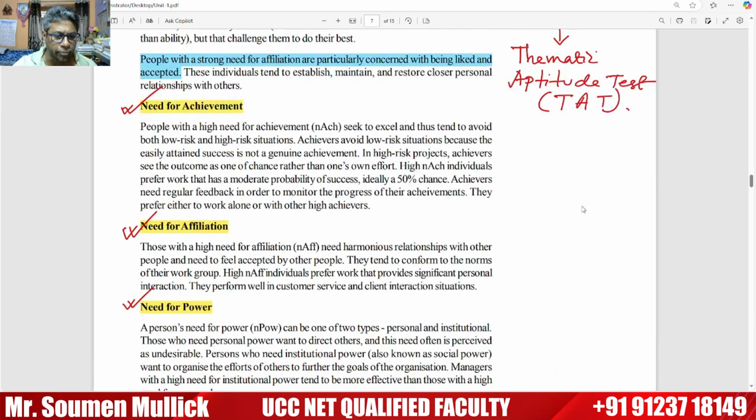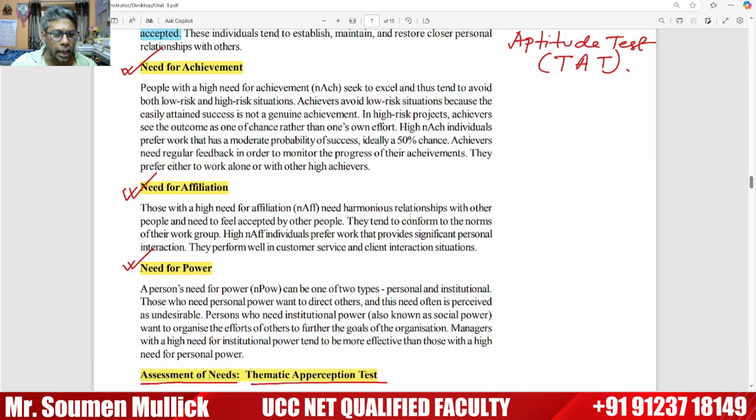Next, need for affiliation. Those with high need for affiliation need harmonious relationships with other people and need to feel accepted by other people. They tend to conform to the norms of their work group.